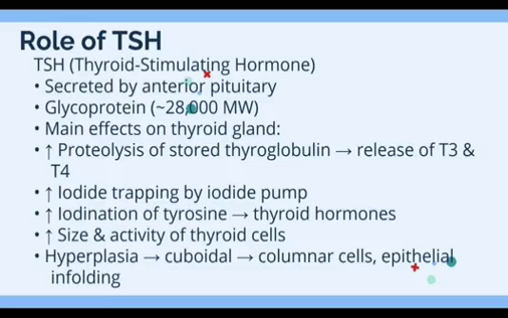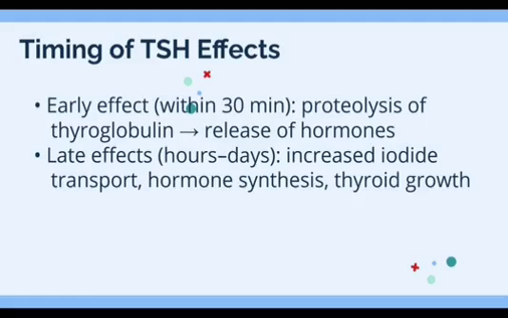This helps to create the thyroid hormone, and TSH also increases the size and activity of thyroid cells. So it causes hyperplasia, with cuboidal cells changing to columnar cells and epithelial infolds. Timing of TSH effect: the early effect is within 30 minutes. It causes proteolysis of thyroglobulin and the release of thyroid hormone. The late effects, which take hours to days, cause increased iodide transport, hormone synthesis and thyroid growth.